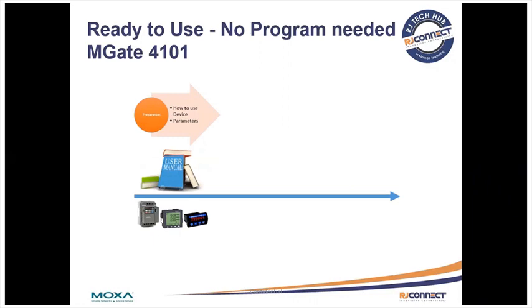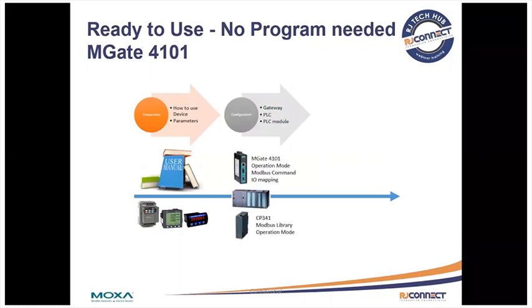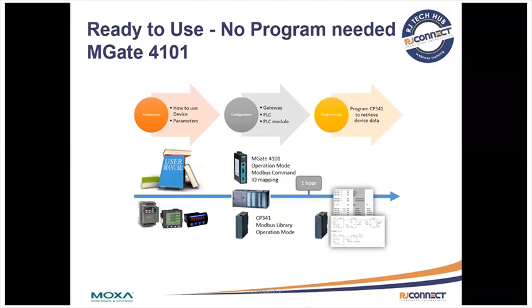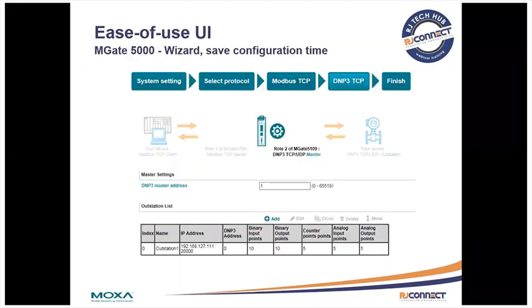So another added benefit of using a device like the MGate 4101 is that it's easy to use the device and set up the parameters. You then configure your gateway and your PLC module for Modbus command I/O mapping to PROFIBUS, for example. This could take you about an hour. If you use the communication card provided by the PLC manufacturer, you need to program that card, and it can take up to 2 hours or longer, making it much better value to use something like a gateway.